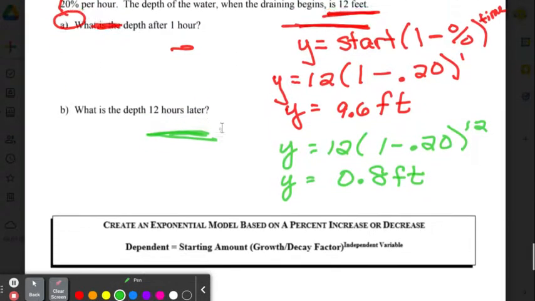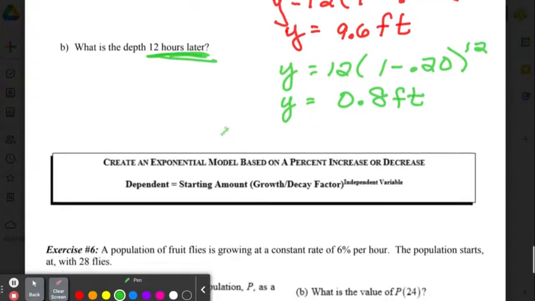Now down here, we have our equation. It says dependent equals starting amount, parentheses, growth decay factor, independent variable. Well, that's just the math book way of saying y equals the start, 1 plus or minus the percent, to the time. That's a formula you need to have memorized if we have a Regents exam.